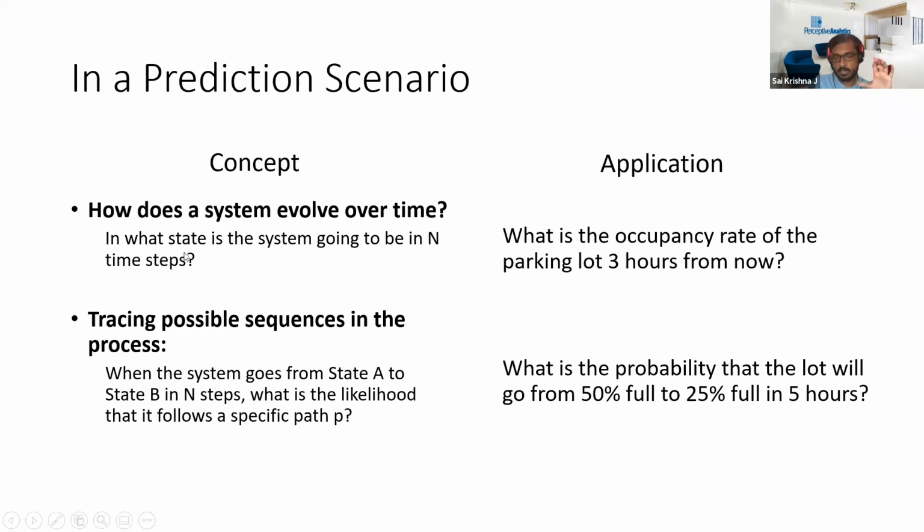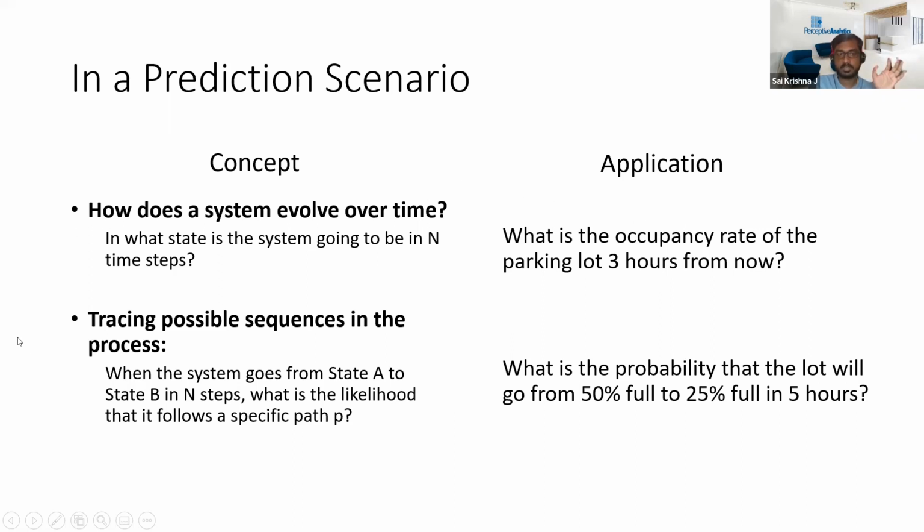So when you apply the Markov chain model to this concept, what does that translate to? It looks something like this. What is the occupancy rate of the parking lot 3 hours from now? So this n time steps is basically the 3 hours, and the state is the occupancy rate. So this is the application of the Markov chain model.